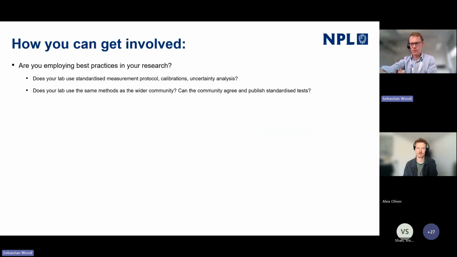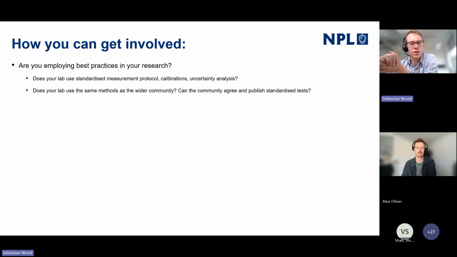Well, let me just give you a few things. Hopefully everybody will be able to pick up something from this. So at a really basic level, I've said that standards is just any agreed way of doing things. So are you employing best practices in your research at the moment? So in your lab, have you got standardized measurement protocols, calibrations, uncertainty analysis? These are basic things. Often we take them for granted, but good to evaluate whether we're actually using those. But then also to link that to the wider community.